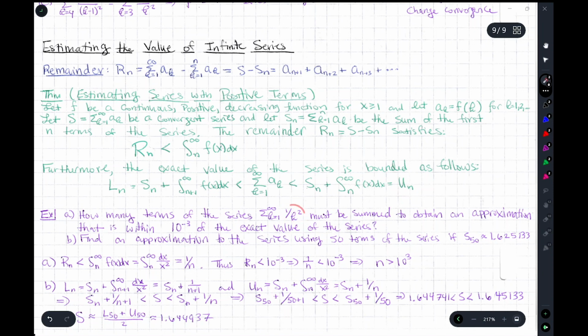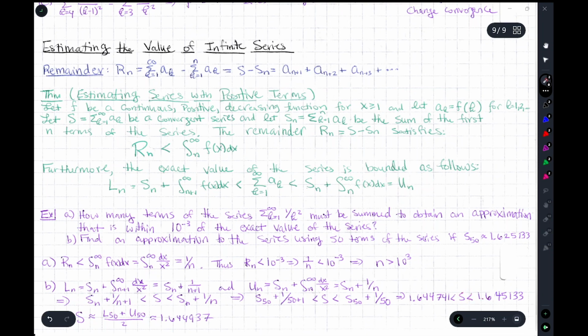And we're doing this for 1 over k squared, right? And so for S50 plus, we just plug in 50 wherever we see an n. Because we already know what S50 is, we can add that to 1 over 51 and we get this. And we add it to 1 over 50 and we get that. And so S is between these values. Okay, and so we have the approximate location of what that sum is.